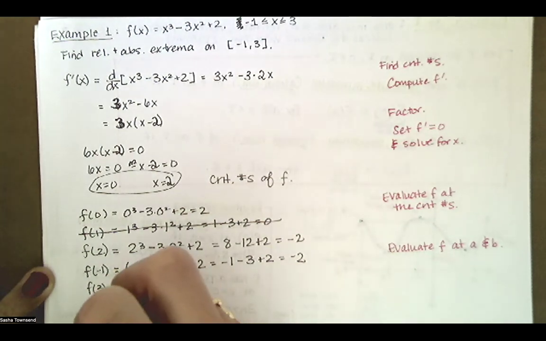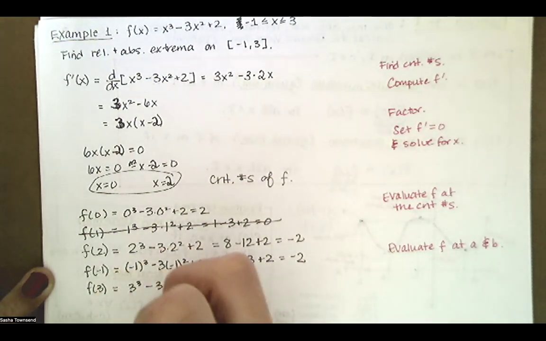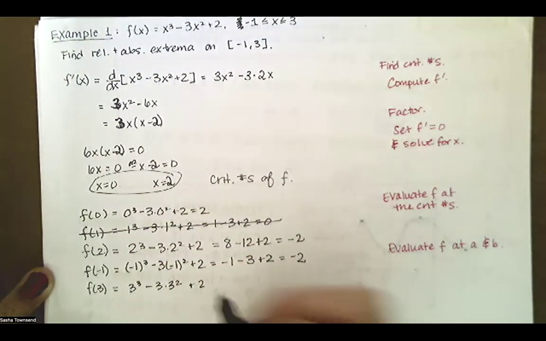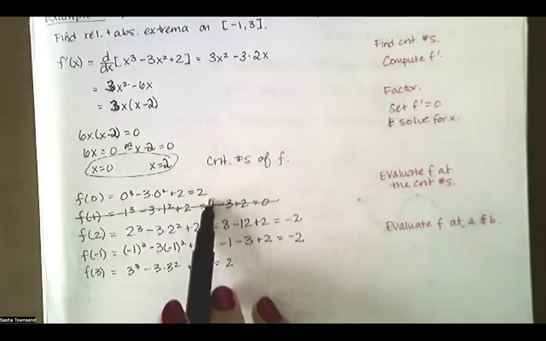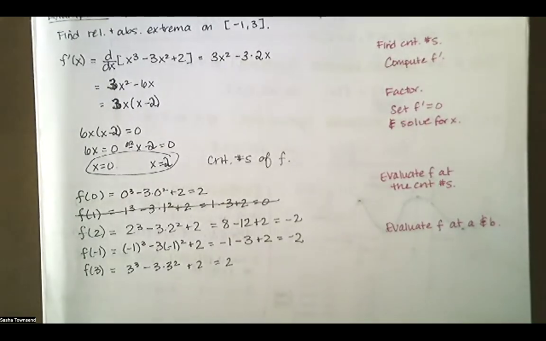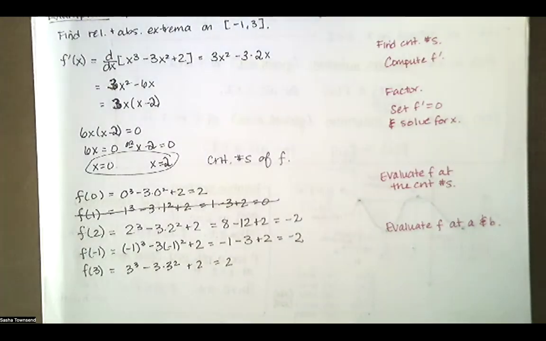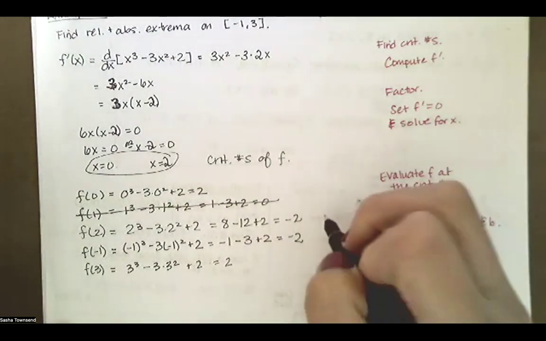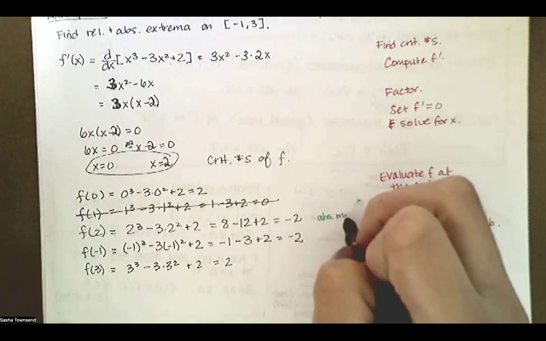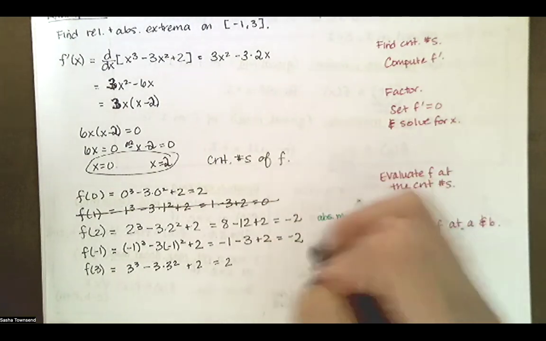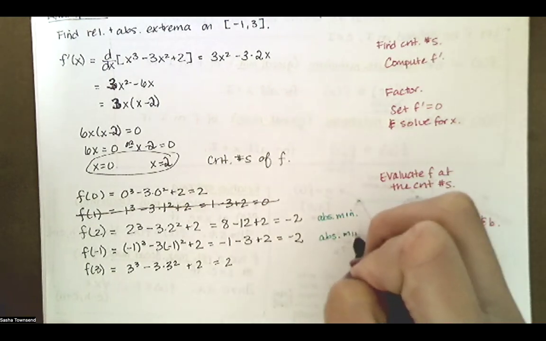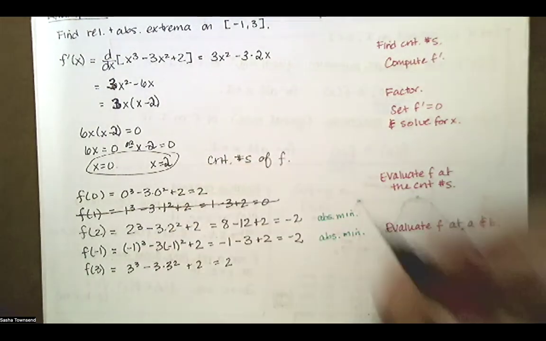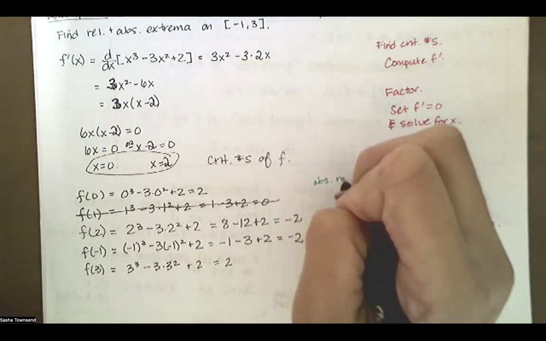And then f of 3 is 3 cubed minus 3 times 3 squared plus 2. That's going to be 27 minus 27 plus 2. So we get a 2. So we've got two y values, actually. y equals 2 and y equals negative 2. The smallest y values on the list are the absolute mins. There happen to be 2 x values that map to those absolute mins. And the largest y values, which are both equal to 2, are absolute maxes.